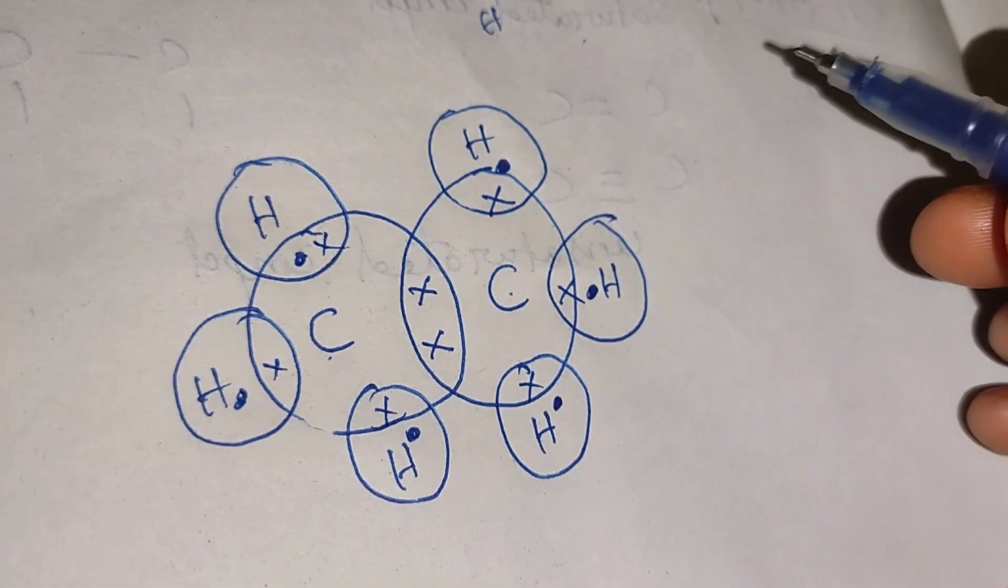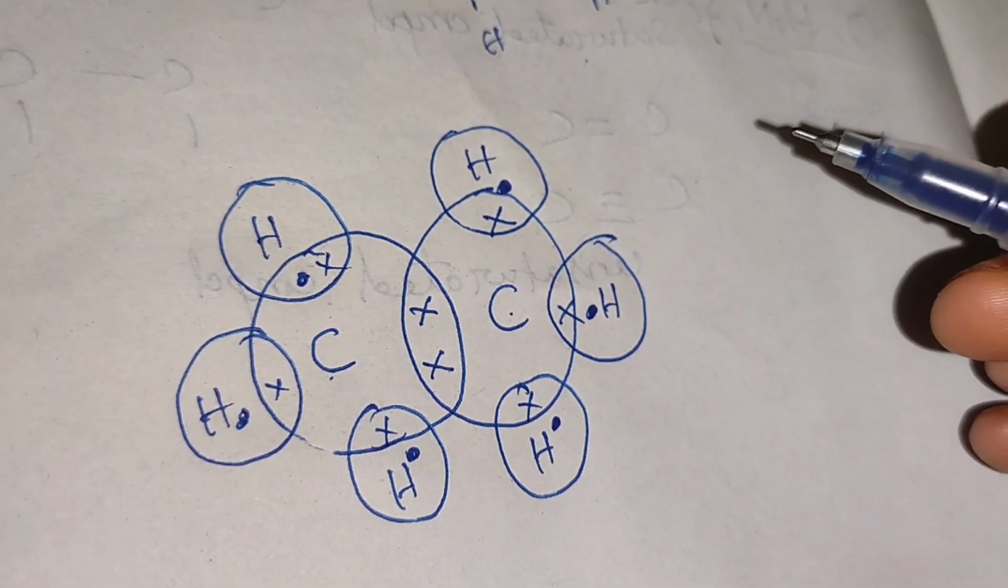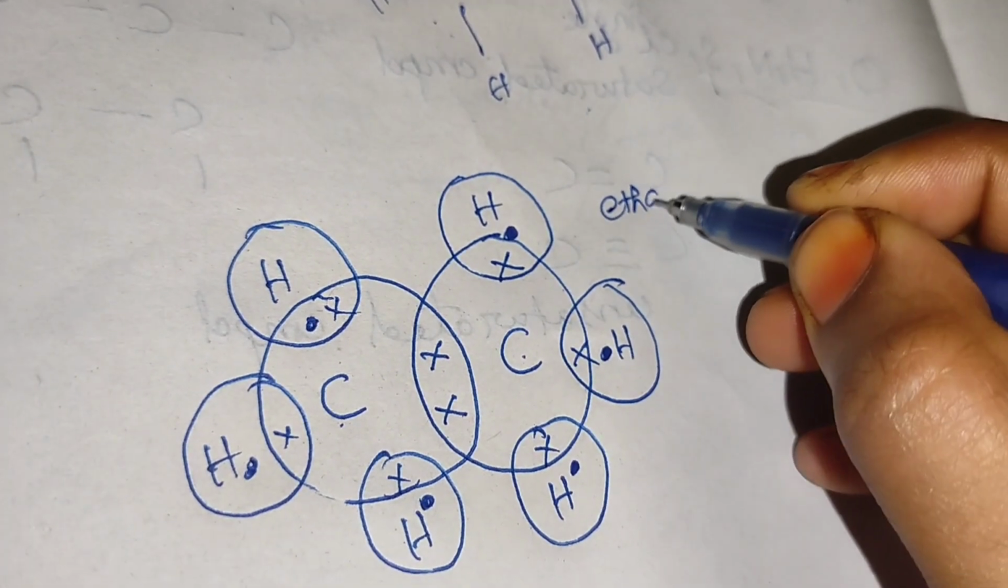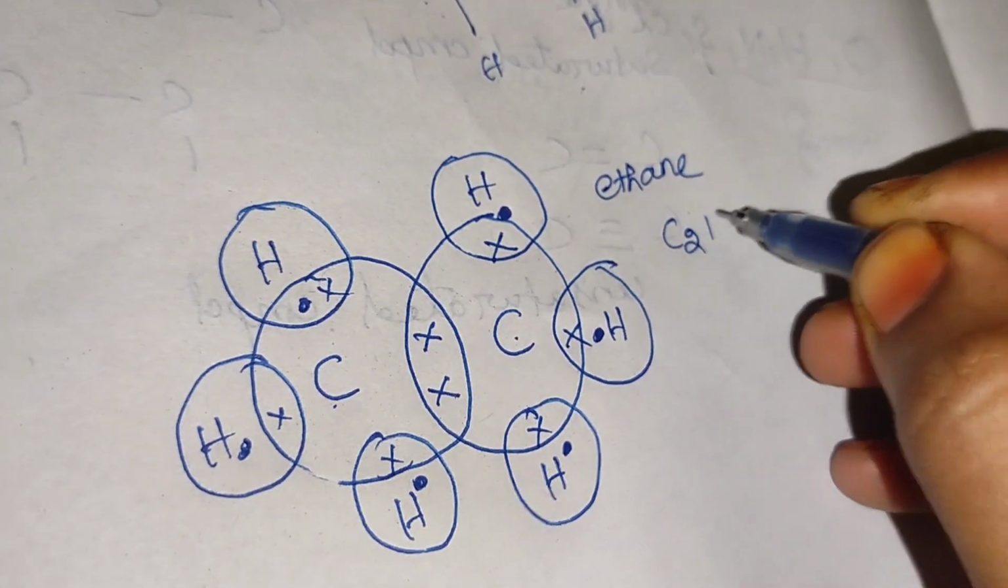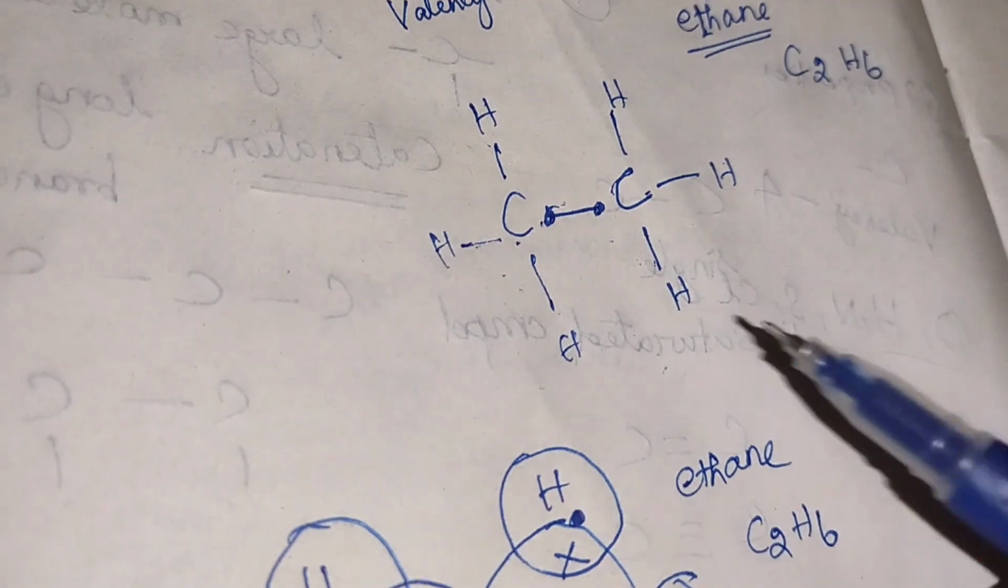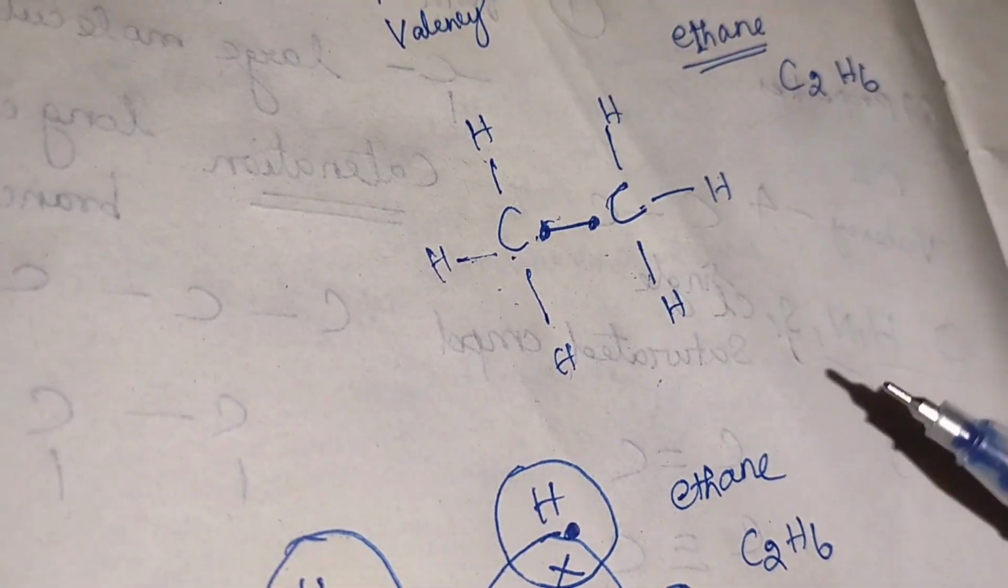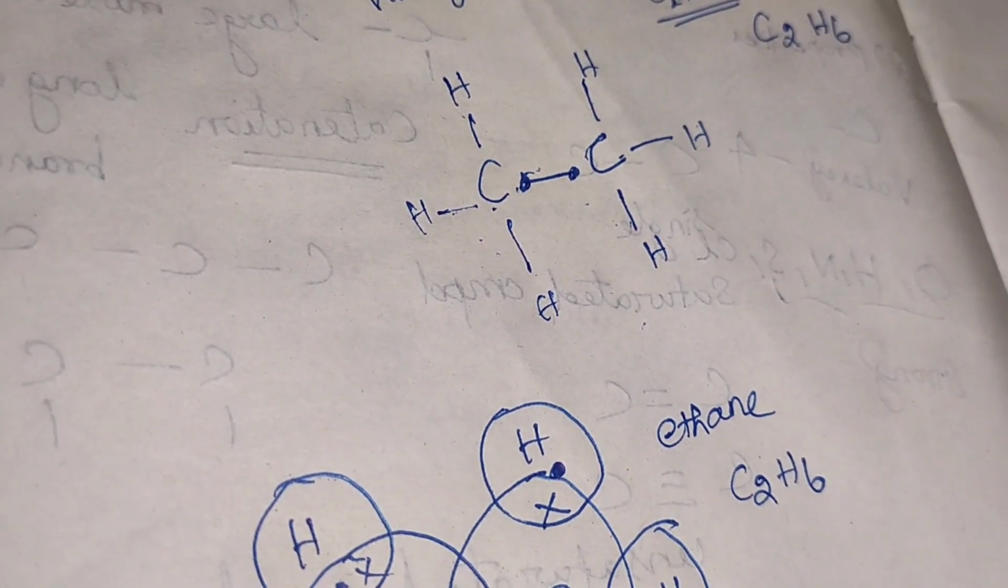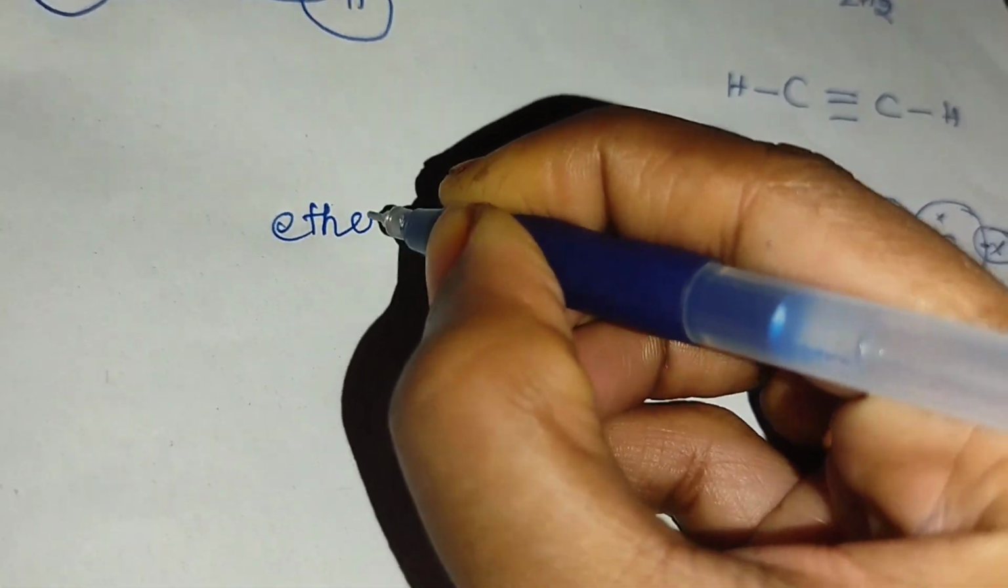So this is the electron dot structure for ethane, C2H6. Here only single bonds are present, so it is a saturated compound. Next, the electron dot structure for ethene.